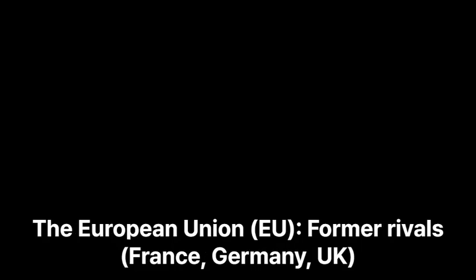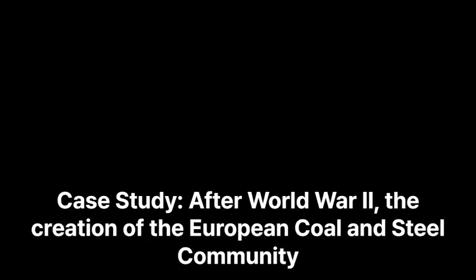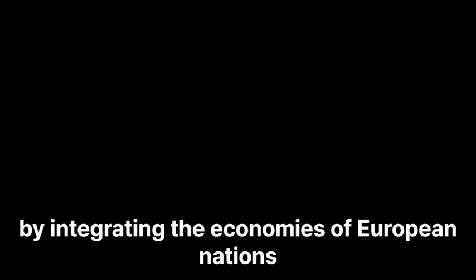Examples: China and the United States. Despite political tensions, their deep economic ties reduce the likelihood of direct military conflict. The European Union (EU): former rivals, France, Germany, and the UK, now engage in economic cooperation rather than warfare. Case study: after World War II, the creation of the European Coal and Steel Community (ECSC) prevented further conflict by integrating the economies of European nations. This later evolved into the European Union (EU).